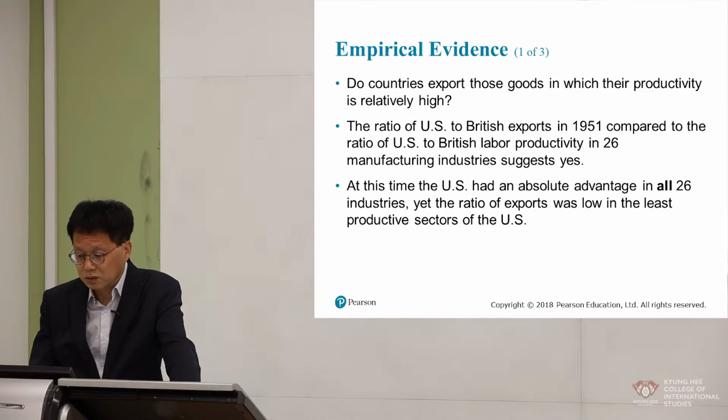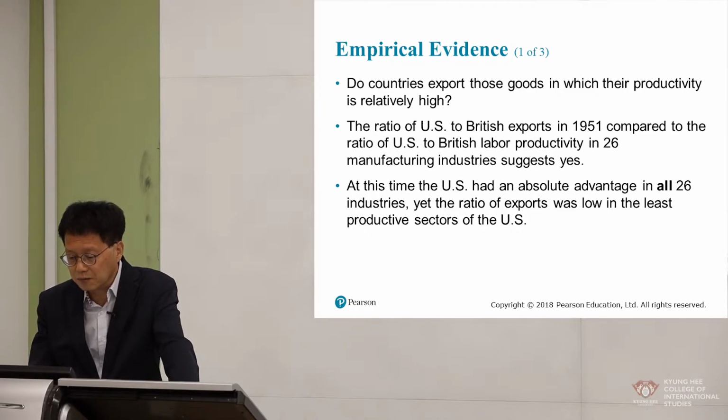So here, the example of U.S. to British exports. The ratio of U.S. to British exports in 1951 compared to the ratio of U.S. to British labor productivity in 26 manufacturing industries suggests yes. So the X variable is U.S. productivity divided by British productivity. The Y variable is U.S. exports to British exports. Okay? So if we can find a positive relation between X and Y, then we can conclude that countries export goods where their productivity is relatively high, right?